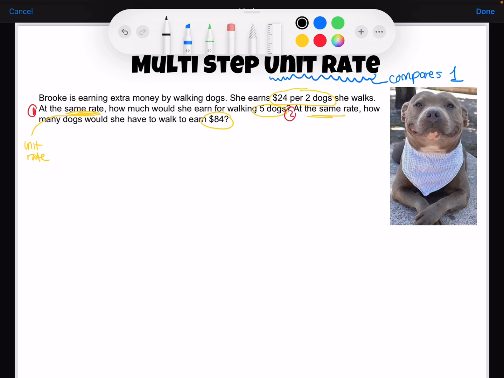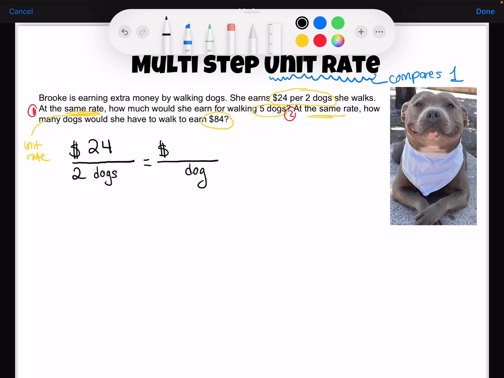So the first thing I'm going to do is set this up. We have Brooke earns $24 per 2 dogs. Now we know that if it's a unit rate problem, we can set that up. Our 2 fraction bars, we know money goes on top. The thing we're talking about that she's earning money for goes on the bottom. So in this case, it's dogs that she walks. She earns $24 for every 2 dogs.